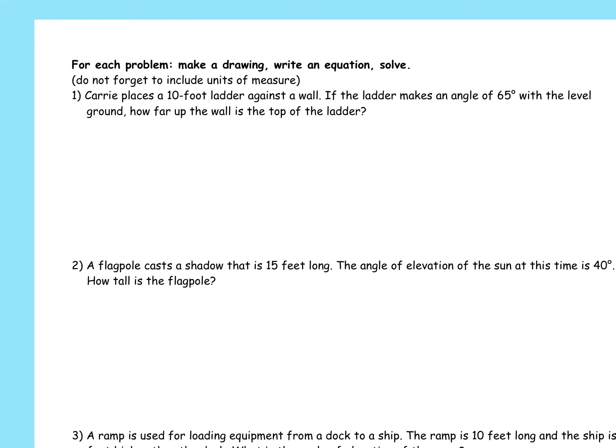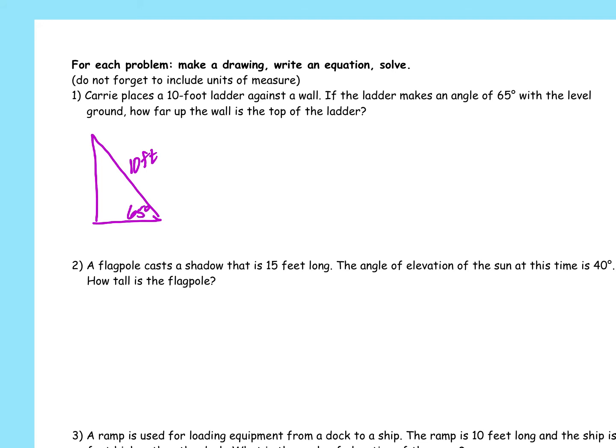So number 1, a 10-foot ladder against a wall. Hopefully the wall is 90 degrees. We're assuming the building is not tilted. So here's my building, it's a line, really hard, right? And then I have a ladder leaning against it that is 10 feet long. If the ladder makes an angle of 65 degrees with the level ground, and that's the other thing we're assuming, that the ground is level. There's a couple assumptions you have to make with these. So this is 65 degrees.